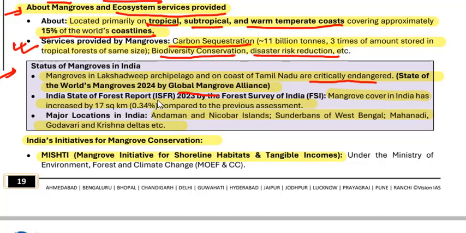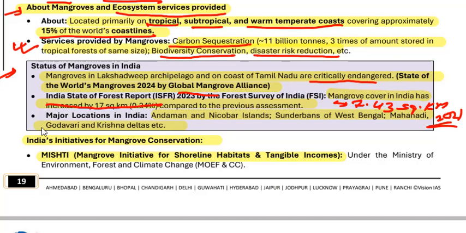Mangrove cover in India has increased by 17 square kilometers compared to the previous year. This statement is actually wrong. It has not increased. I told you I will discuss this forest report in detail. Actually the area has decreased. The mangrove area has decreased by 7.43 square kilometers from the 2021 level. Actually, mangrove cover in India has decreased compared to the previous assessment. You don't need to remember the data, you just have to understand increase or decrease.